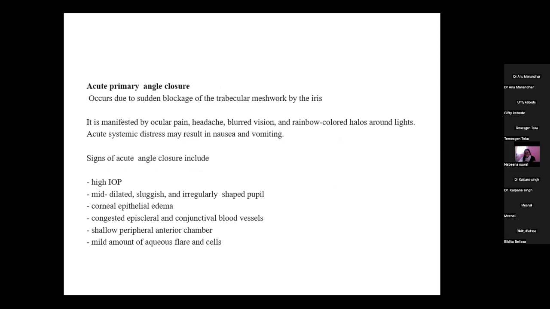Signs of acute angle closure are high IOP, a mid-dilated, sluggish, and irregularly reacting pupil, corneal epithelial edema, congested episcleral and conjunctival blood vessels, shallow peripheral anterior chamber, and a mild amount of aqueous flare and cells.